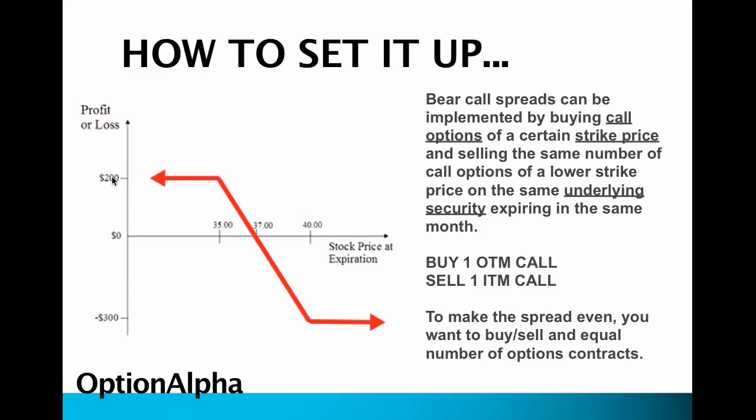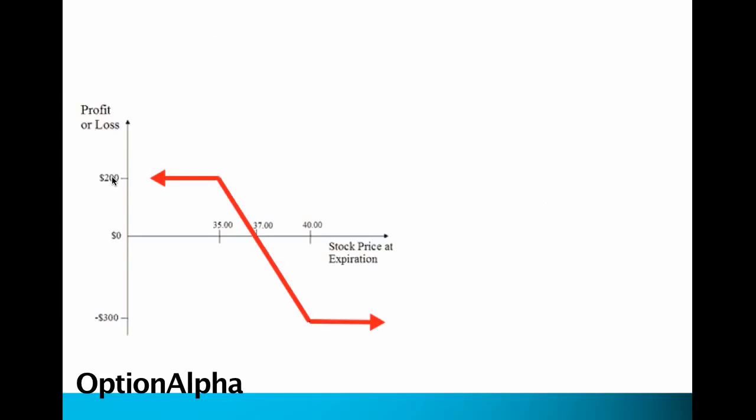Again, make sure that you make your spreads even. So you're going to buy an equal amount and you're going to sell an equal amount. You're not going to buy 3 and sell 4. You're going to buy 1 and sell 1. You're going to buy 10 and sell 10. Make sure that that's an equal amount when you're using the bear call spreads.